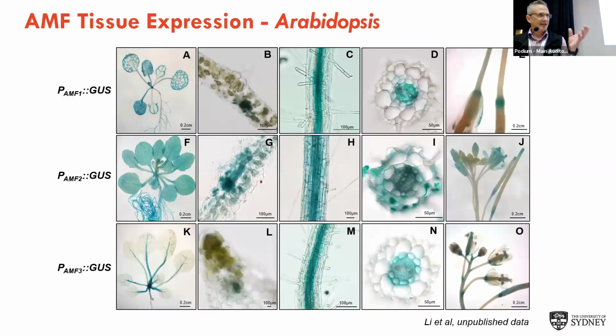If you look at a GUS-labeled expression pattern for these AMF tissues in Arabidopsis, often you'll see them in vascular tissues, of course. AMF2 is generally the predominant protein or gene that's expressed in a range of tissues from shoots, leaves, petioles, roots, and so on.